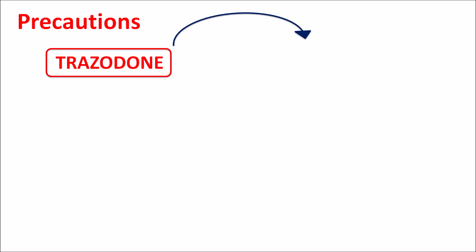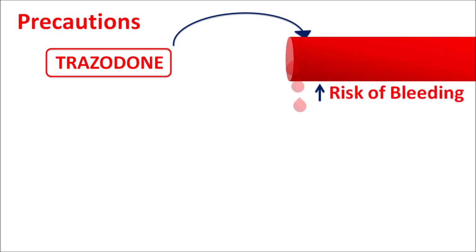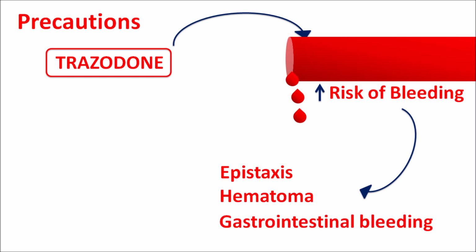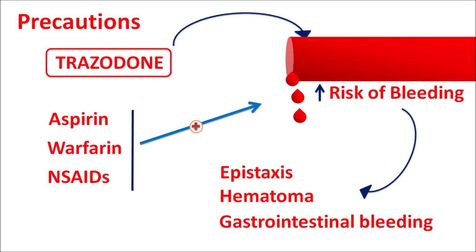Similarly, this drug can act on the blood vessels and it can produce increased risk of bleeding. So trazodone can produce epistaxis, bleeding from the nasal blood vessels, hematoma, and even gastrointestinal bleeding. Particularly, these symptoms can be more pronounced when trazodone is combined with other drugs such as aspirin, which is an antiplatelet agent, or warfarin, which is an oral anticoagulant, or a few of the NSAIDs, which also increase the risk of bleeding.